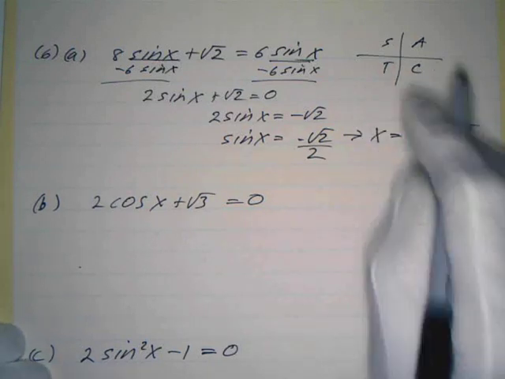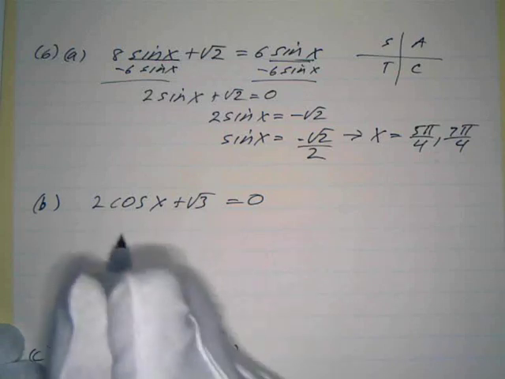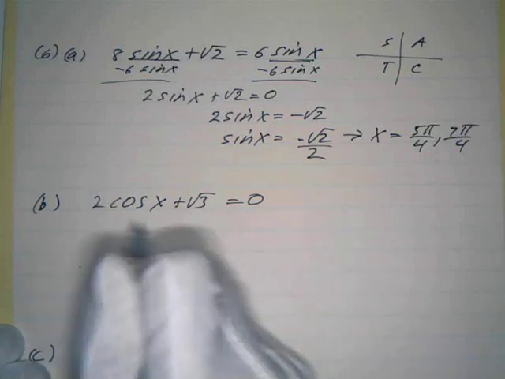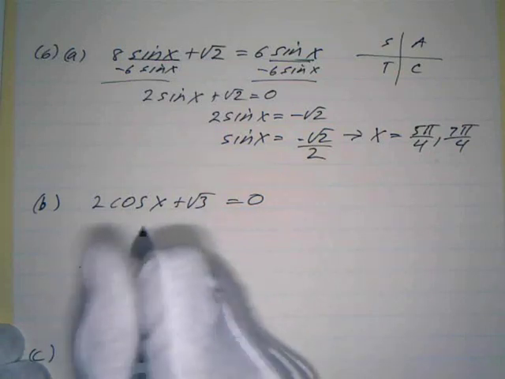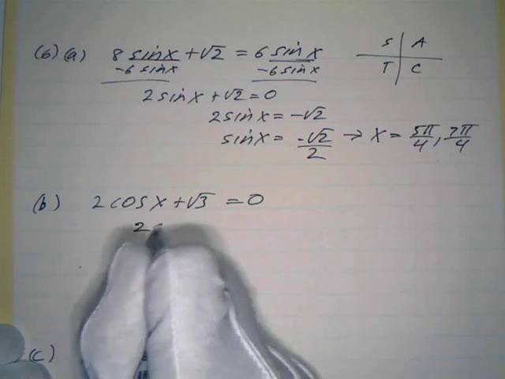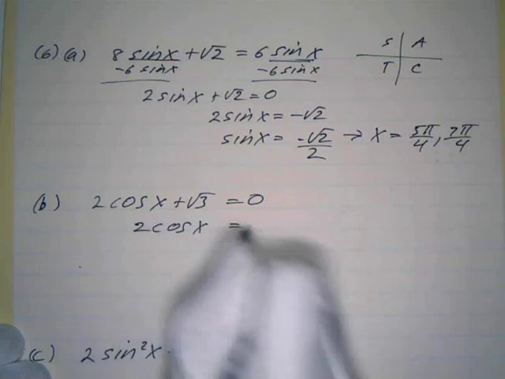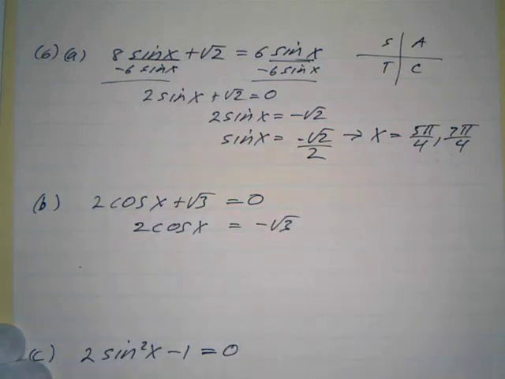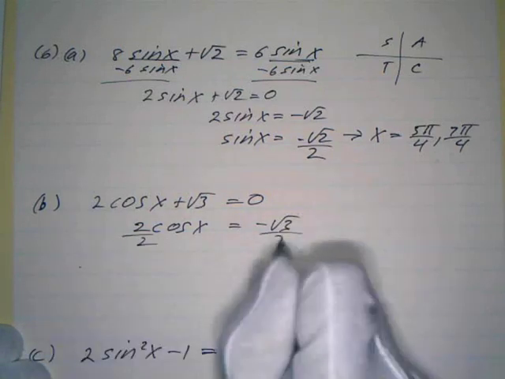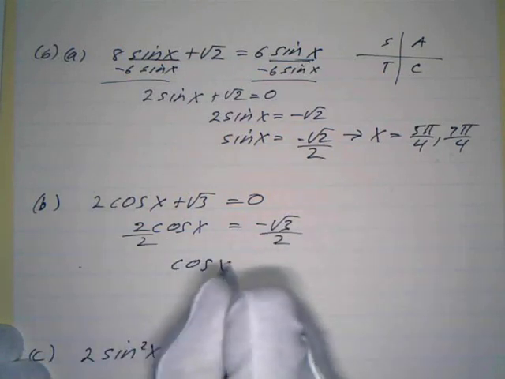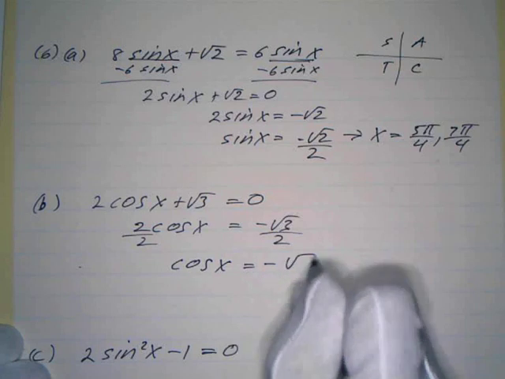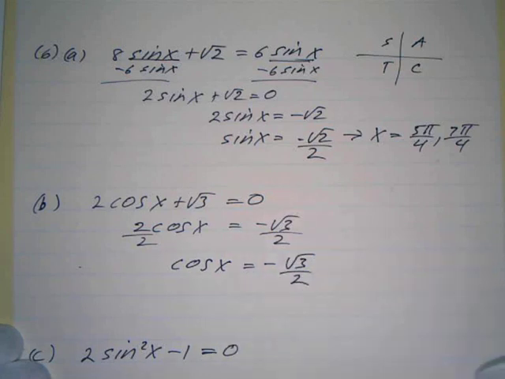Okay. Over here, let's take a look at this one. It's a little bit easier. Just subtract the square root of 3 from both sides, again to isolate the cosine x. So I get 2 cosine of x equals negative the square root of 3. And then I divide both sides by 2. So I get the cosine of x equals negative the square root of 3 over 2.